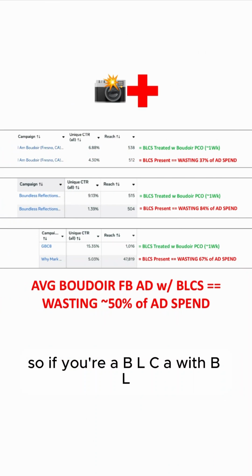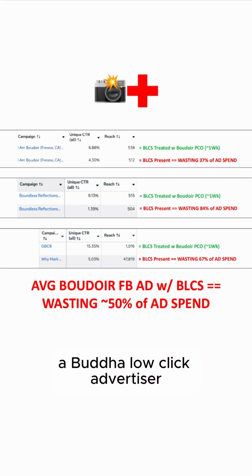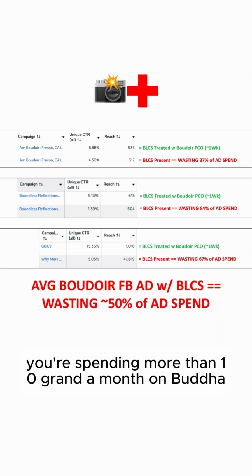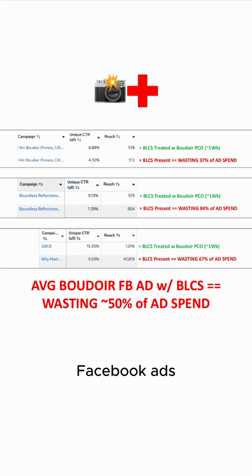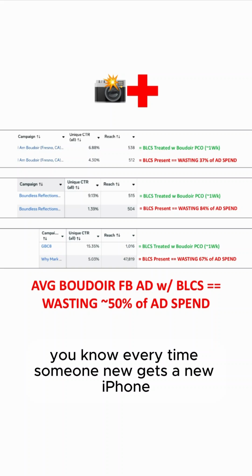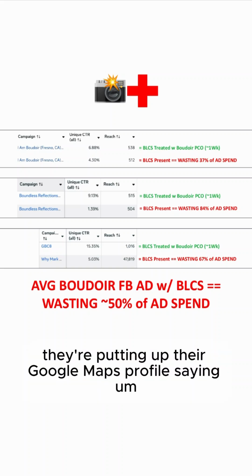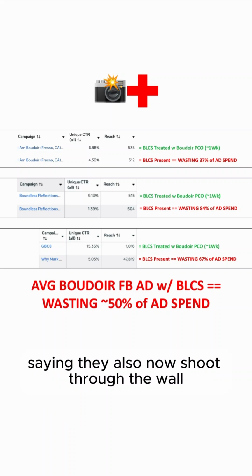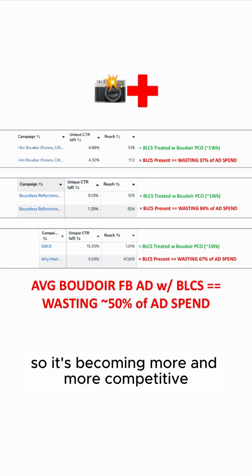So if you're a BLCA with BLCS, a Boudoir low click advertiser with Boudoir low click syndrome, unique CTR on all of your Boudoir Facebook ads under 6%, and you're spending more than 10 grand a month on Boudoir Facebook ads, and you see the market getting more and more saturated. Every time someone new gets a new iPhone, they're putting up their Google Maps profile saying that they now shoot Boudoir, or they got a new camera. Now they're in the mom group saying they also now shoot Boudoir. It's becoming more and more competitive, more saturated.